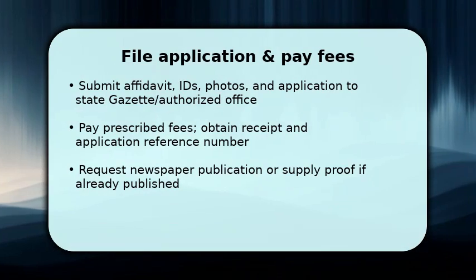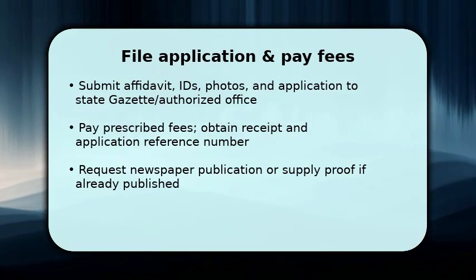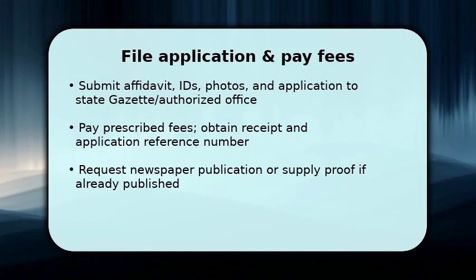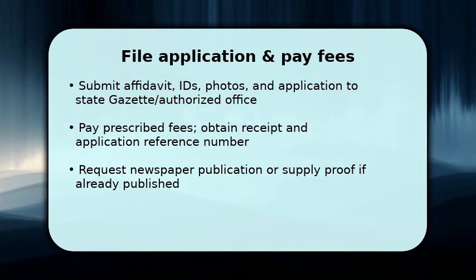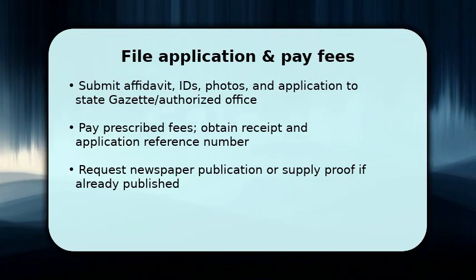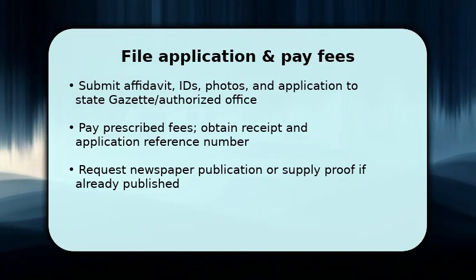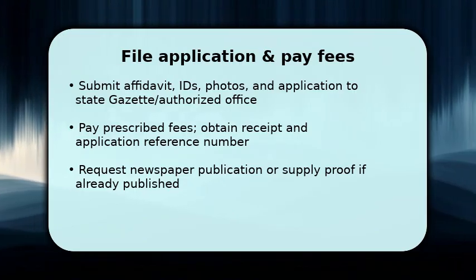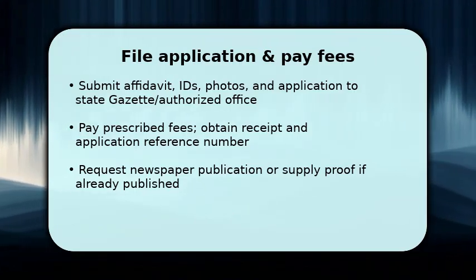You now move to filing. Complete the prescribed application form and attach your notarized affidavit, ID proofs, and photos. Then submit to the state Gazette office or designated publishing authority. Pay the required fee and secure a receipt with an application reference number.